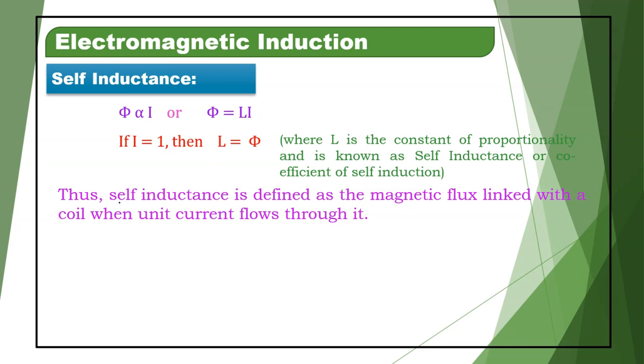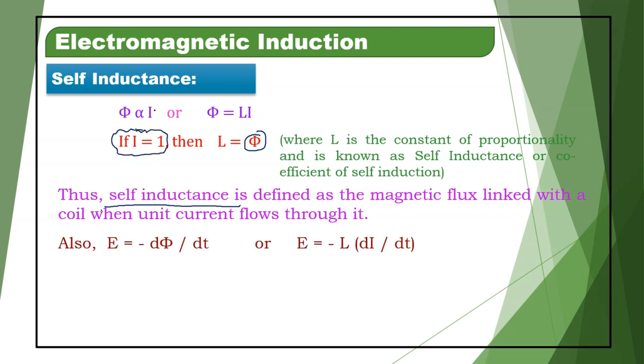The thing you have to note is that self-inductance is defined as the magnetic flux, as you can see in the formula phi equals L I. So it is the magnetic flux linked with the coil when unit current passes through it. I hope you have understood the meaning of that.